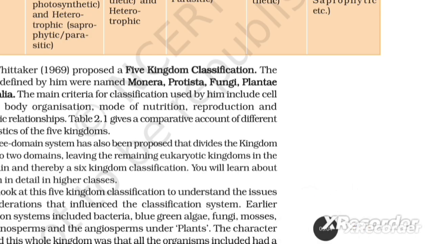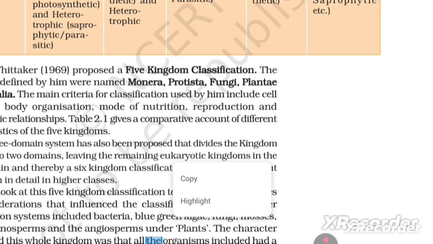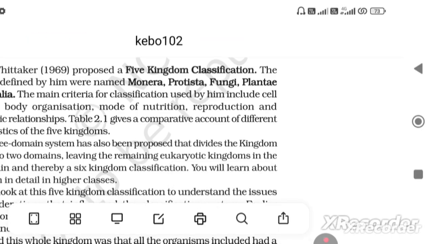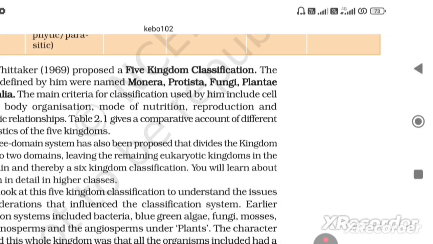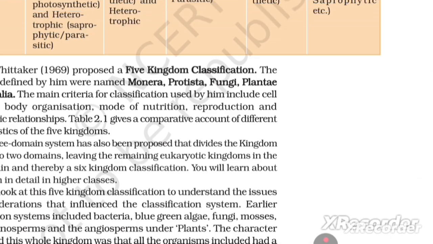The three-domain system has also been proposed that divided the kingdom Monera into two domains, leaving the remaining eukaryotic kingdoms in the third domain and thereby making a six-kingdom classification. You will learn about this system in detail in higher classes. Let us look at this five-kingdom classification to understand the issues and considerations that influence the classification system.